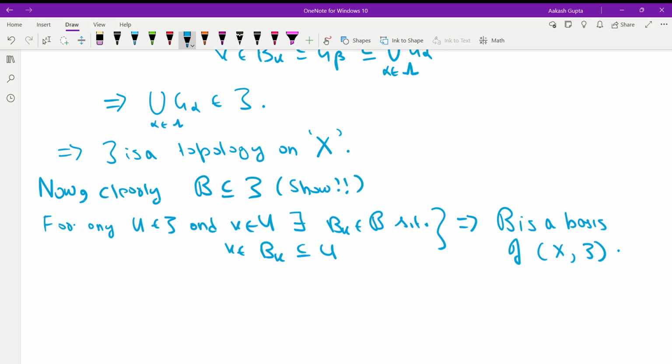So like I mentioned, "for" and "of" are two different things. I hope it is clear, right? For some topology, that some topology is precisely defined as this tau. Okay, I hope you understood this. Some people also use the word "generated": topology generated by the basis script B.